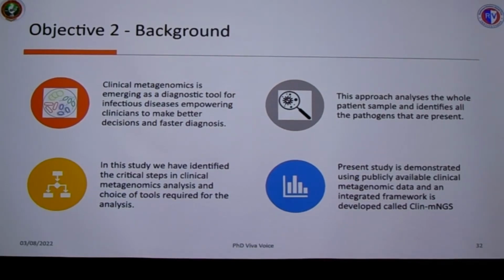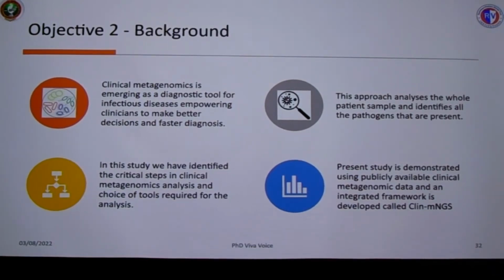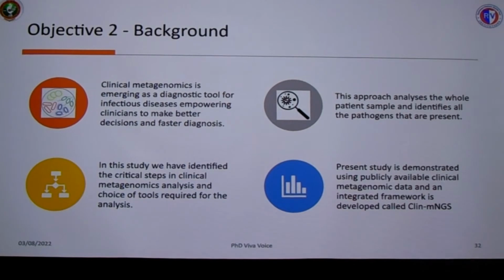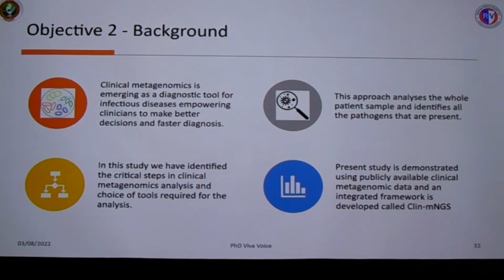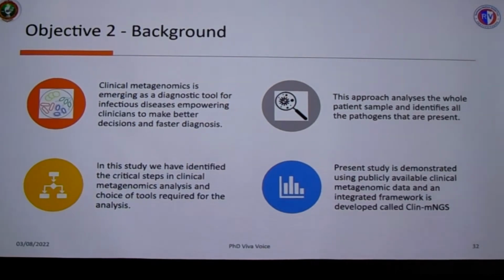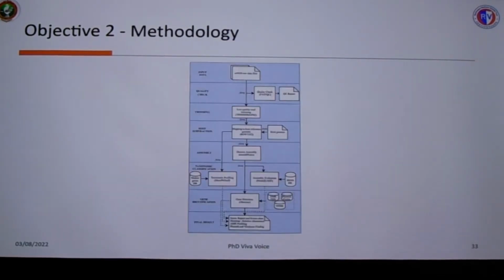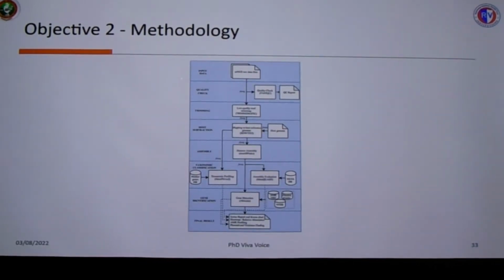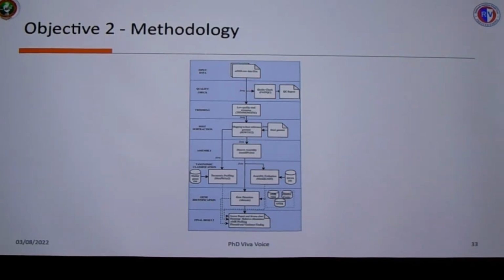So given a patient sample data, you'll be able to identify what pathogens are present and what their AMR profile is as well. And we name this framework as MNGS. So this is the workflow which was created to do this work. Basically, the input data here is the MNGS raw data, that is metagenomic sequence data.